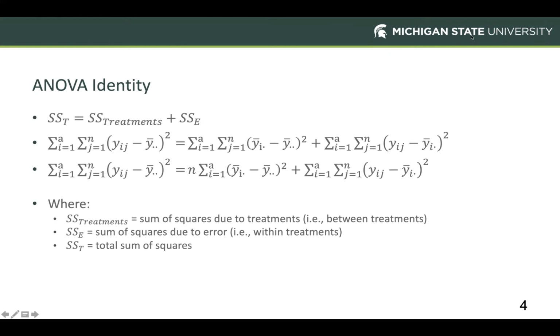So for each observation, we're taking the treatment mean of that specific group and we're subtracting off the overall mean and squaring that. And so why do we have the N out front? I think we are multiplying that by the number of observations in each group.